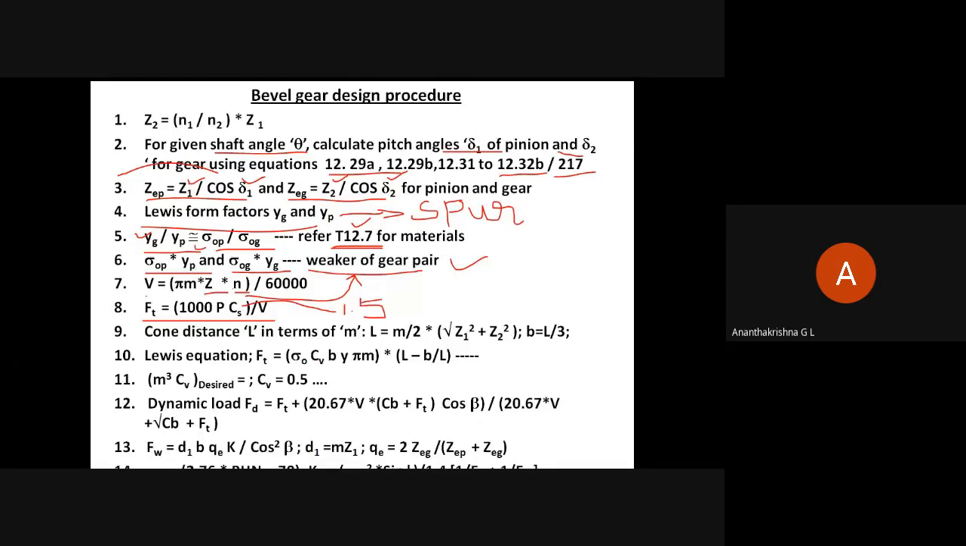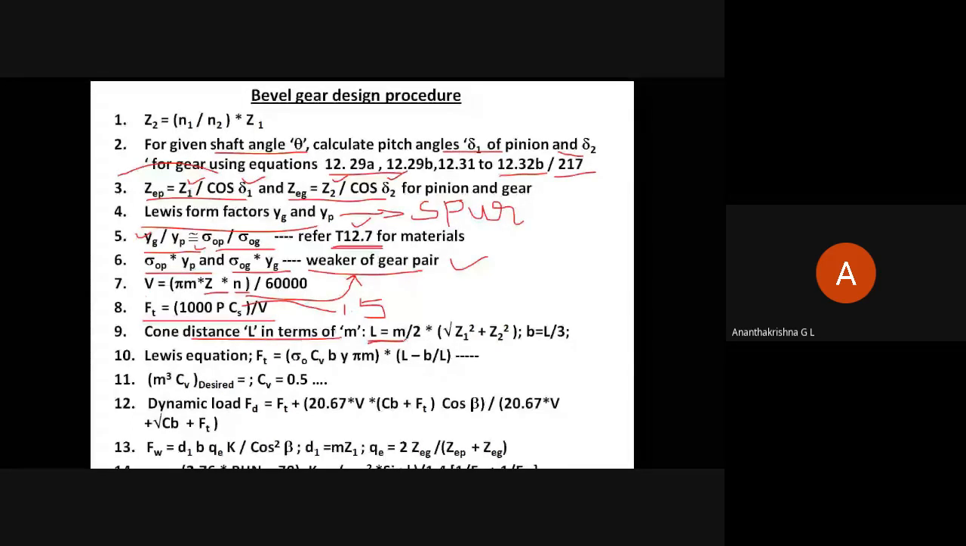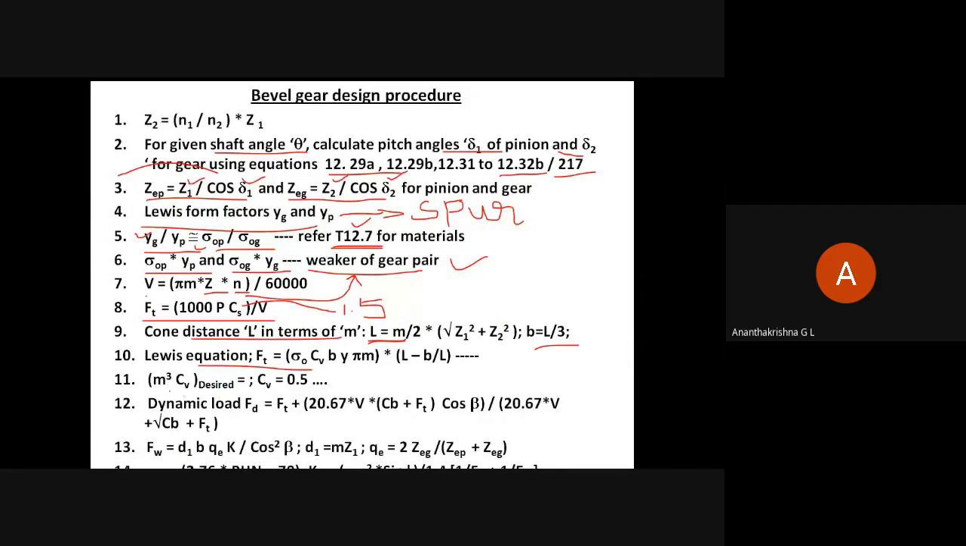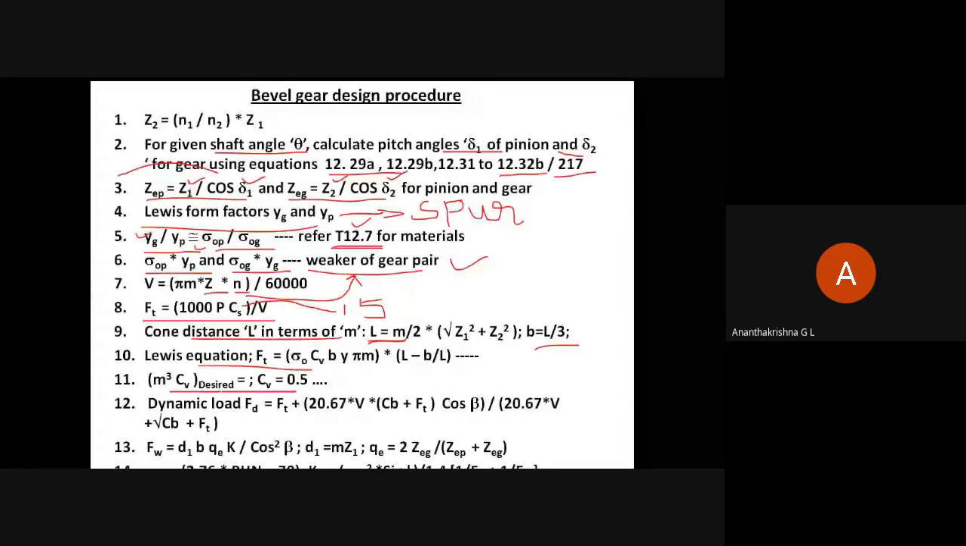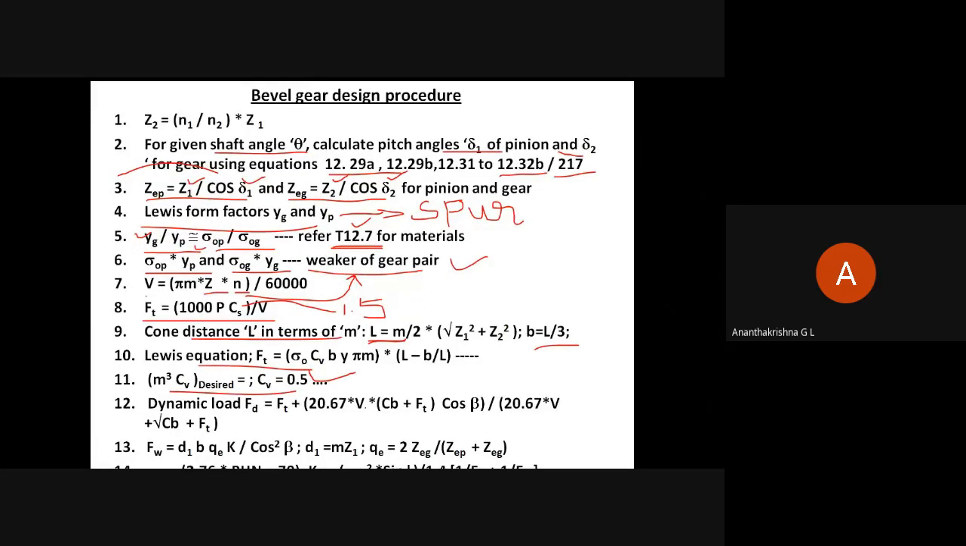Then find out cone distance L, that's given by m by 2 into root of Z1 square plus Z2 square. So you'll get L in terms of module. B is equal to L by 3. Substitute them in Lewis equation and find out m cube Cv desired, and then take Cv equal to 0.5 and follow the same procedure or iterations that we did in our spur and helical gears.